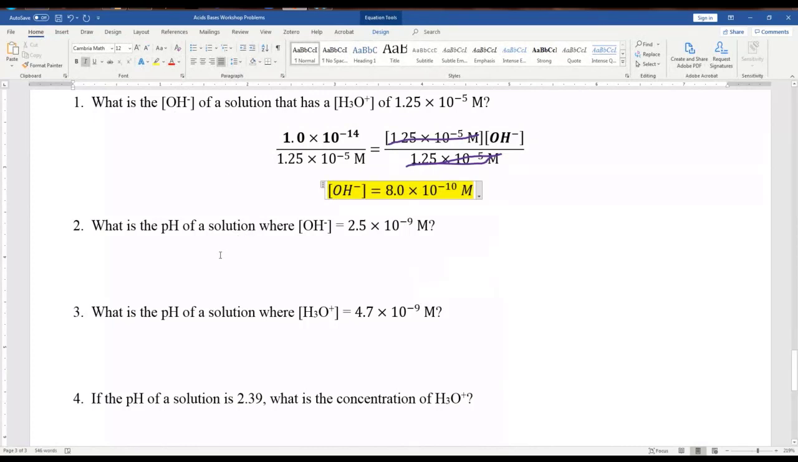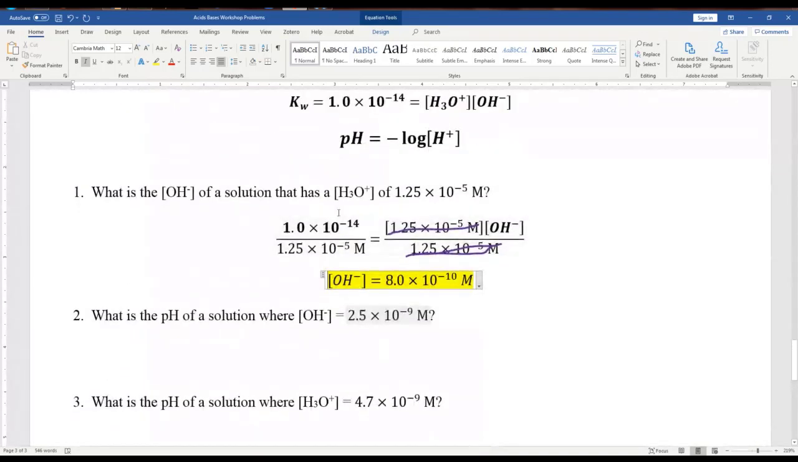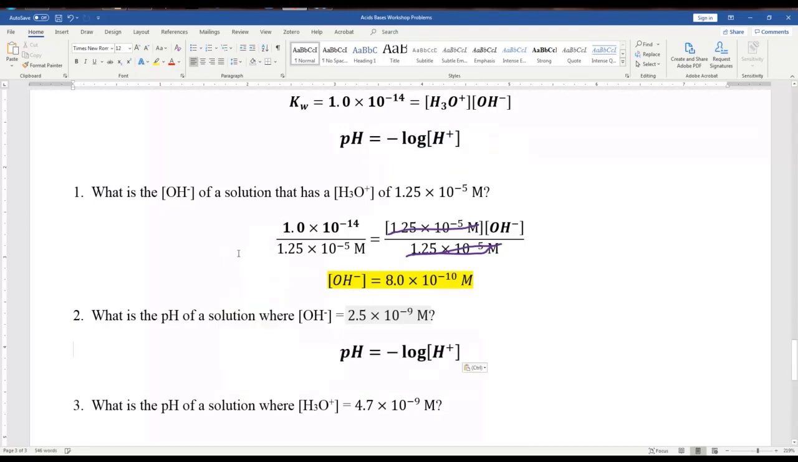Okay, so I'm going to go through these with you relatively quickly because we're running out of time. For this one, it says, what is the pH of a solution where OH minus is 2.5 times 10 to the negative 9? The problem is we're asked for the pH, so we have to use pH is equal to negative log of H plus, but we don't have the H plus, do we?